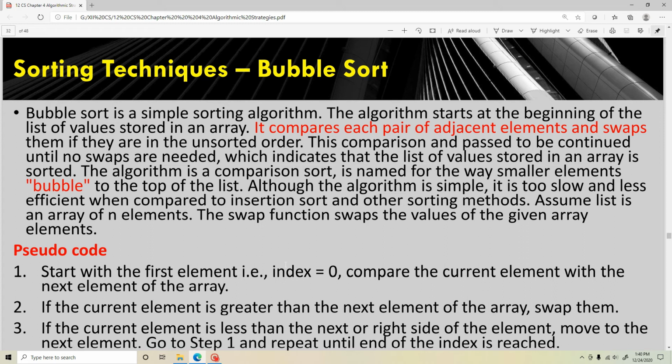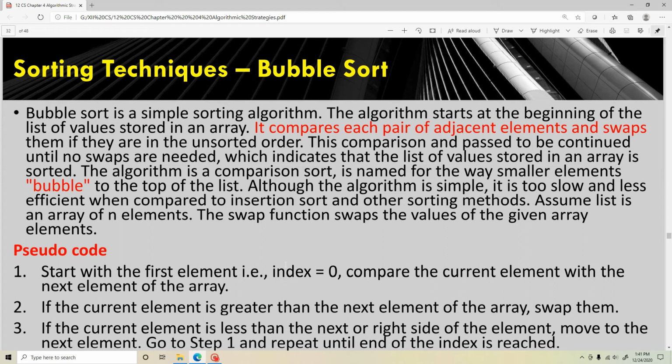The algorithm is a comparison sort, named for the way smaller elements bubble to the top of the list. Although the algorithm is simple, it is too slow and less efficient when compared to insertion sort and other sorting methods. Assume list is an array of n elements. The swap function swaps the values of the given array elements.